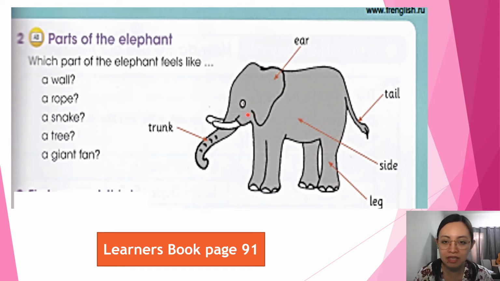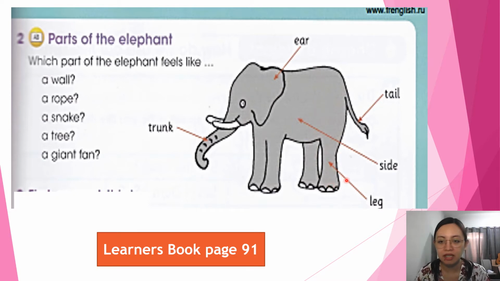Next, what is this? What do you call this one? Okay, so this is the ear. Ear. The elephant has a very wide ear. And how about this one? Look what I am pointing at. This is called the side. Will you repeat after me? Side. So the side is the body of the elephant. It is very hard and rough.